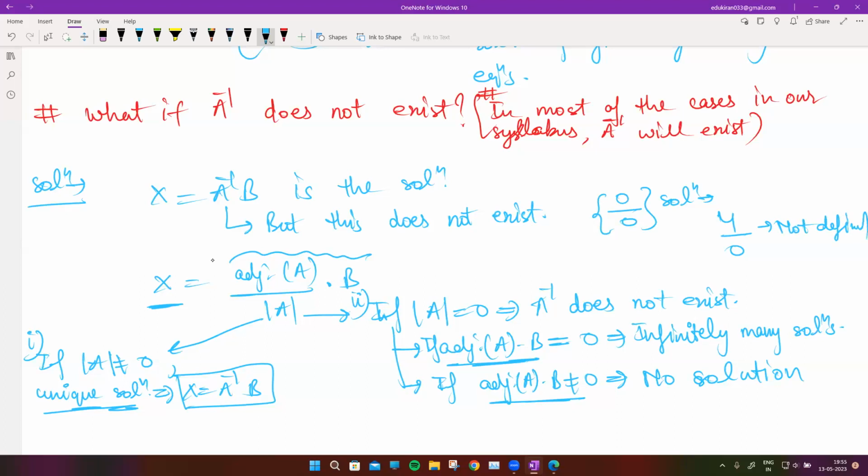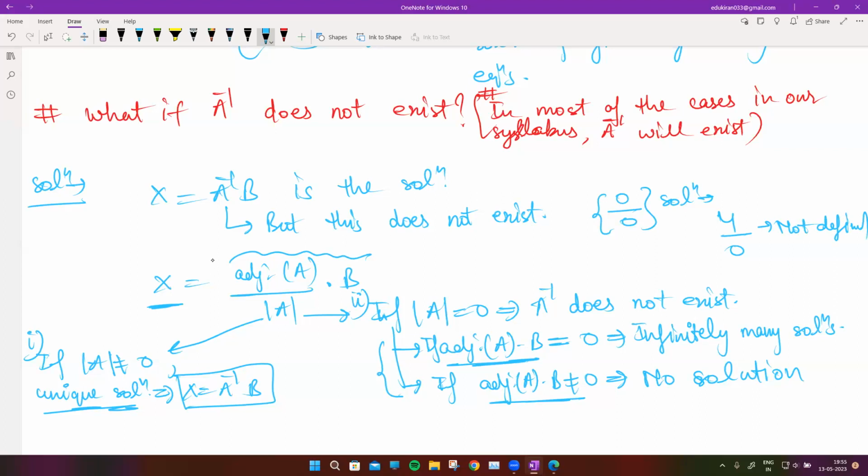That is how we can identify whether a given system has unique solution or infinitely many solutions or no solution. You won't have to check these two cases first of all, and in very few cases you will have to go for it. Otherwise, in most of the cases, determinant of A will be non-zero only. This is the original question actually.